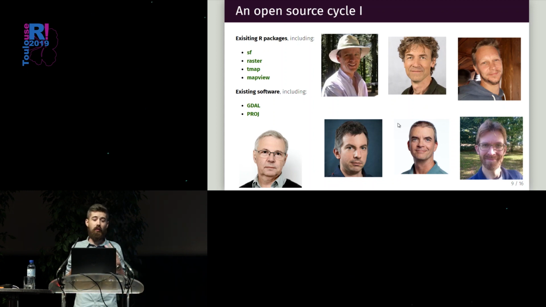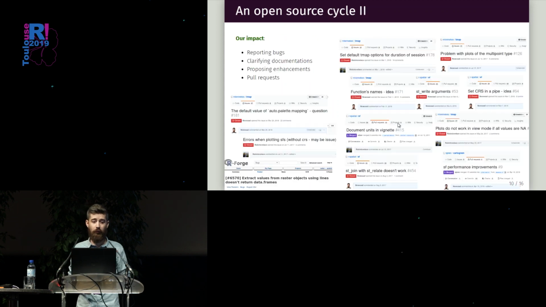So for our book, as a basis of our book, we used many existing software. So we used existing R packages like sf or raster or tmap or mapview, which actually build upon others, not our software, like GDAL or PROJ. And those are some of the people involved in making that software. So our book was based on existing, well-working, high-quality software. So that was the first part of something I called the open source cycle.